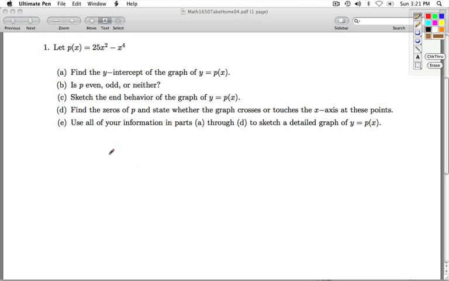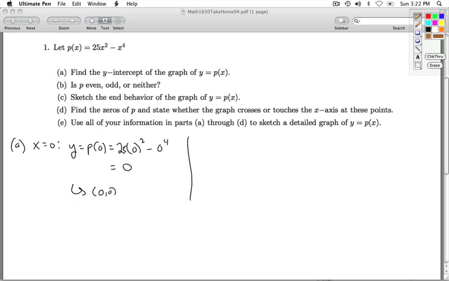Part A, we're asked to find the y-intercept of the graph of y equals p of x. So to find the y-intercept, I let x equal 0. The y then is p of 0. So that's 25 times 0 squared minus 0 to the fourth. Just big old 0, so I get (0, 0) for the y-intercept.